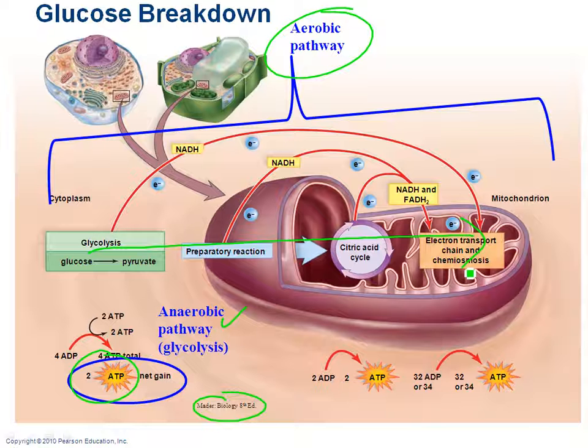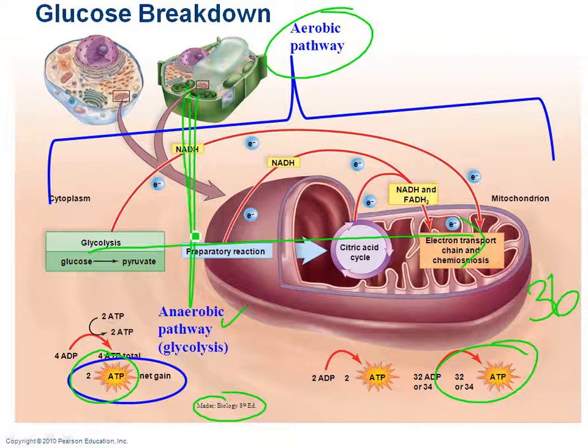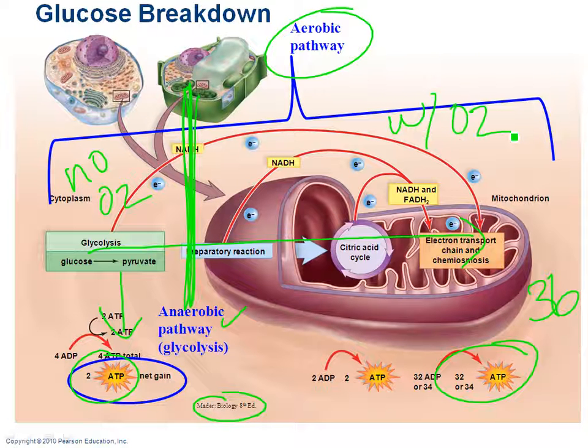Hopefully you looked at this at the beginning, I'd say chapter 2 or 3. I don't remember which one it was in. You move through all 4 of these steps and you make the 2 plus the 34 for a total of 36. So pretty much the dividing point is right here. If you don't have any oxygen, this is all you can do. If you have oxygen, then you're doing this plus this to get a total of 36. So the 2 plus the 34 equals 36.